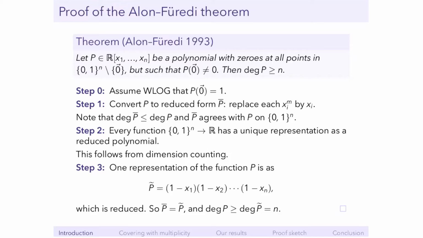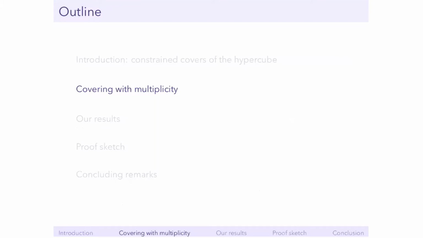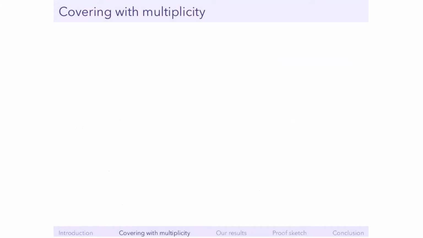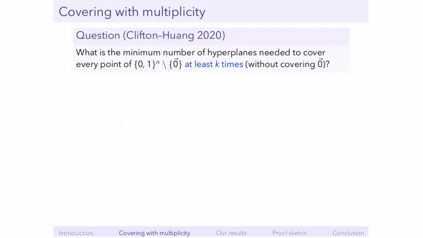Okay, great. So that's the proof of the Alon-Füredi theorem. Now I want to talk a little bit about this question of covering with multiplicity. This was a question proposed by Clifton and Huang in a paper published last year. It came out on the arXiv, I think, the previous year. And the question is the following.